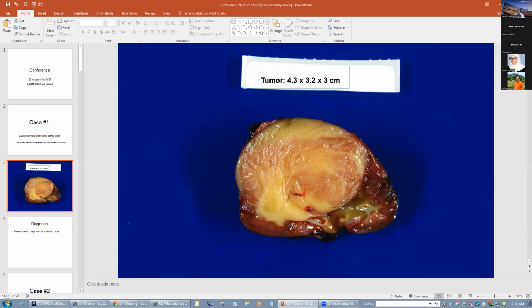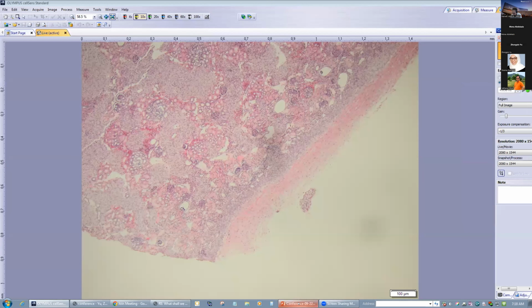For pediatric tumors, capsule versus non-capsule is important for the diagnostic differentials. So usually I will tell our residents to pay attention to whether there is a capsule or not. For this one, we do not see a capsule. There's demarcation, but it seems not very well separated.